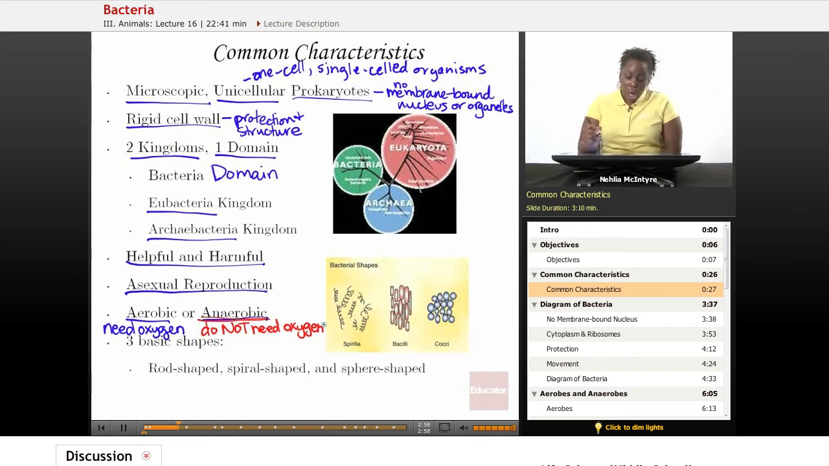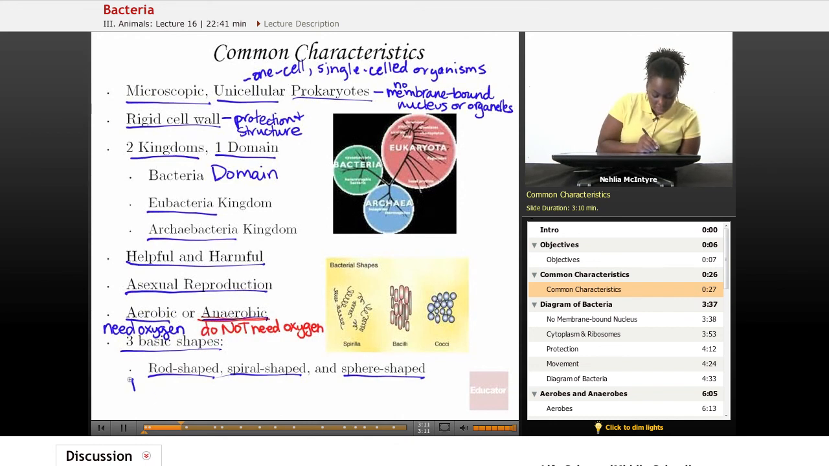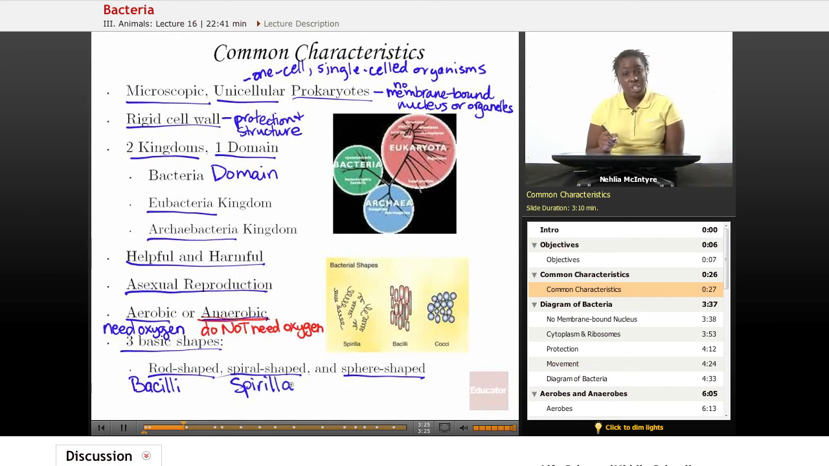And lastly, all bacteria have one of three shapes. They either are rod-shaped, spiral-shaped, or sphere-shaped. If they're rod-shaped, they have a special name, and they are called bacilli bacteria. If they are spiral-shaped, they have a special name. They're called spirilla bacteria. And if they're sphere-shaped, which means that they're round, they are called cocci bacteria. And here is a picture of the different shapes: the spirilla, the bacilli, and the cocci.